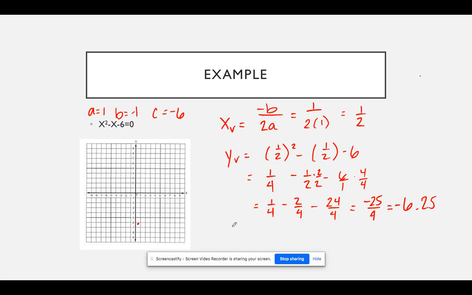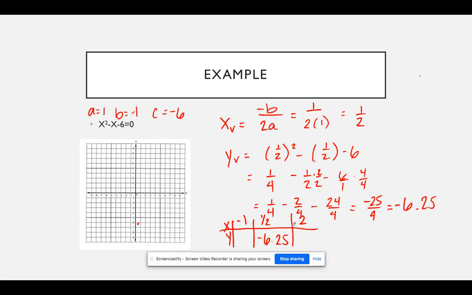And then in order to find another value, I want to make my t-chart. So here, I'm going to put that vertex in the middle, 1/2, negative 6.25. And then I probably don't want to pick 0 because that's going to be pretty close to that point. Maybe I go 1.5 to the left. So I'm going to pick x equals negative 1. And then I go 1.5 to the right, and I'm going to use x equals 2.